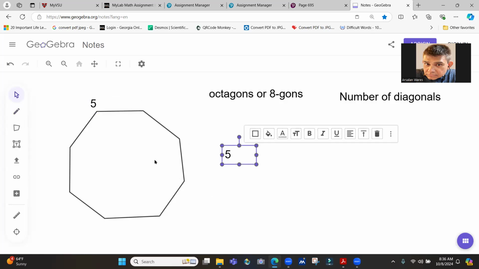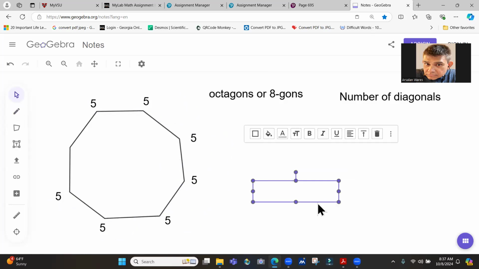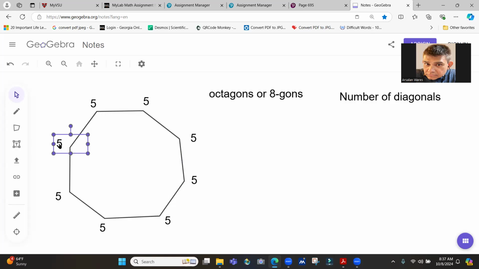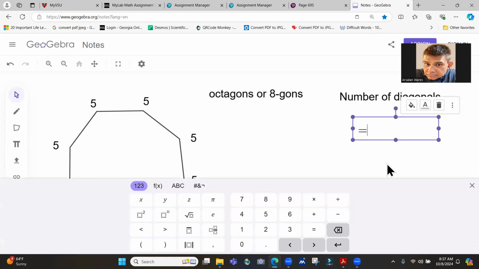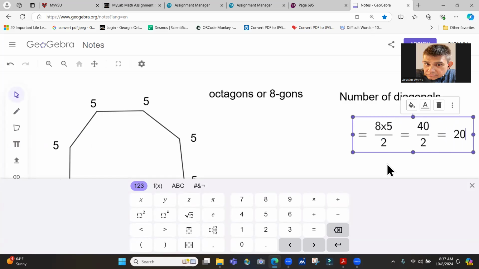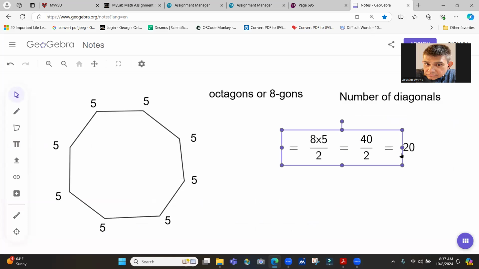So 5. Eventually, you don't even have to do it. You can do it in your head. I'm going to show you a formula. Okay, through each point, I can draw 5 diagonals and there are 8 points. So it better be 8 times 5. Well, that's not good enough. That counts every diagonal twice. And 5 times 8 is 40 divided by 2 is equal to 20. So the answer is 20.